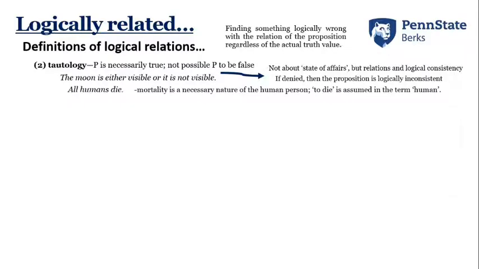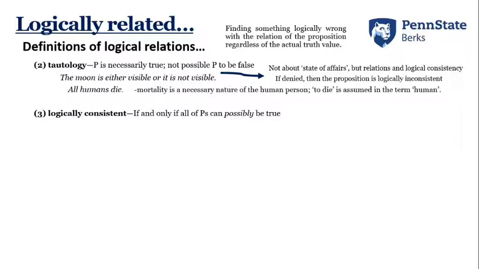An example here would be all humans die. Okay, now maybe you would understand this as, well, that's obvious. But this is a tautology because there's something within the nature of the human person that makes us mortal. So mortality is a necessary aspect of the nature of the human person. So when we say to die, it's already assumed within the human person. In other words, you can think of it this way: there's nothing new being brought by "to die." If you talk about the nature of a human, it's already part of it.